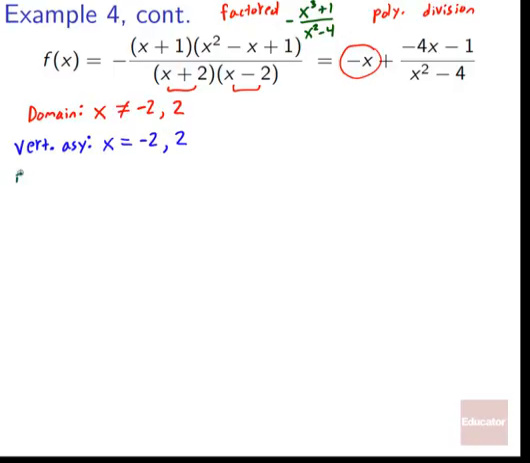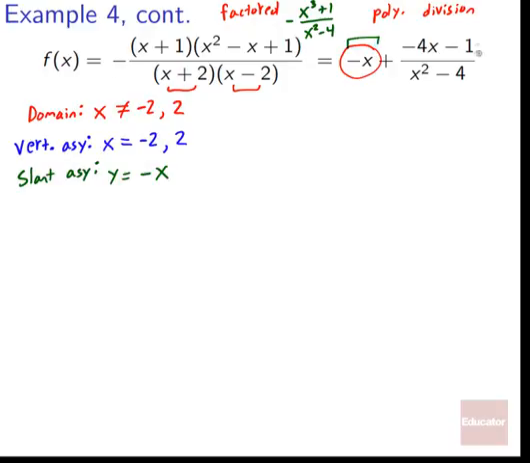What about horizontal asymptotes? We figured out it wasn't a horizontal asymptote. We figured out it is a slant asymptote because the degree was one higher in the top, so we'll write it as slant asymptote. But the idea in either case is the same thing. What happens in the long term to this function? That's going to be y equals negative x, right?